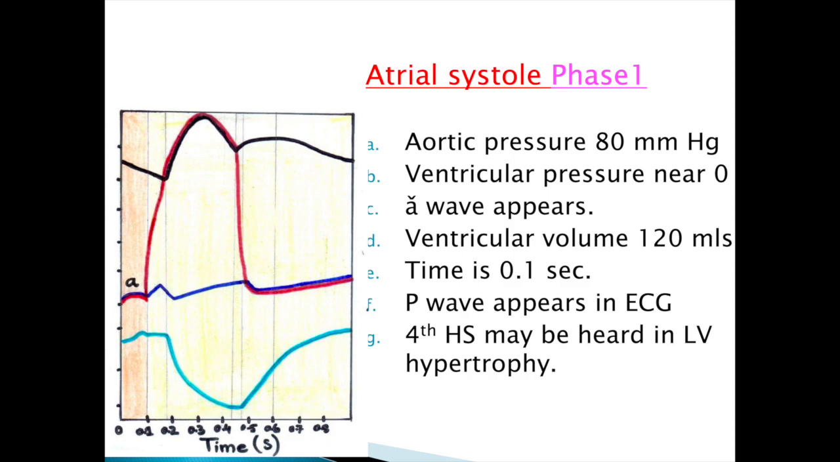So if you consider like this, making the pressure during the diastole as 0 is easy to understand. But before reaching 0, there is opening of the valve, and that causes the pressure. So the third point to be discussed is there is a wave which appears in the atrial pressure. And the fourth point is time is 0.1 second. The fifth point is the P wave in ECG. And then the fourth heart sound may be heard in left ventricular hypertrophy. The volume at that time when the atria is contracting is around 120.